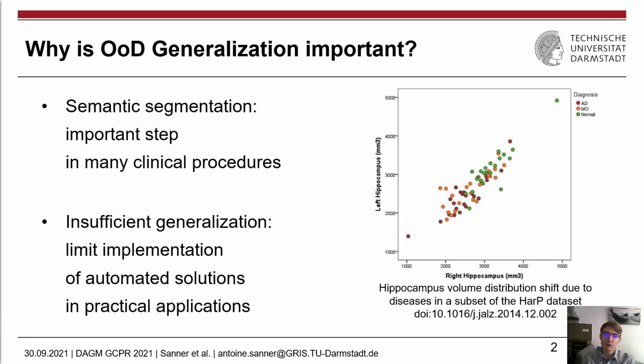For instance, if we look at the plot on the right, we can see the hippocampus volume distribution in the HarP dataset, and we can clearly observe a distribution shift depending on the diagnosis. And so this is typically something that can hinder the generalization of a model.